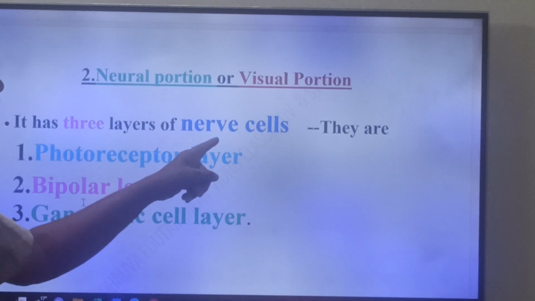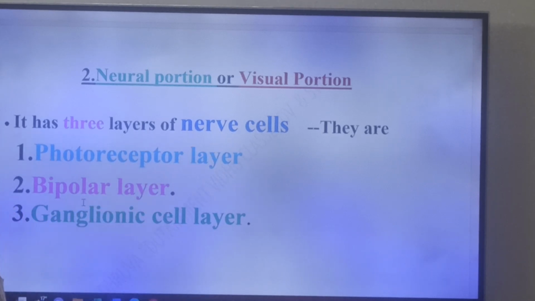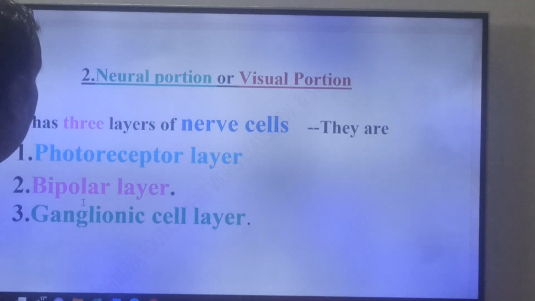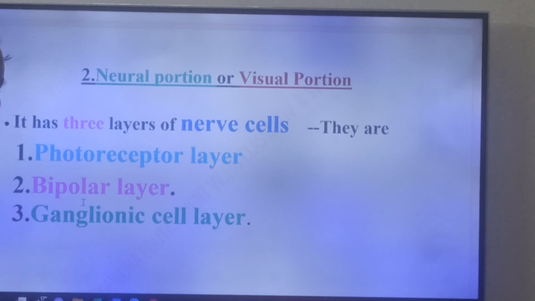See, it has three layers of nerve cells or neural cells, friends. Neural portion, the name itself indicates, friends, it is made up of neural cells or nerve cells. These nerve cells are arranged in three layers. What are they, friends? Outer layer, photoreceptor layer. Number 2, bipolar layer. Number 3, ganglionic cell layer.